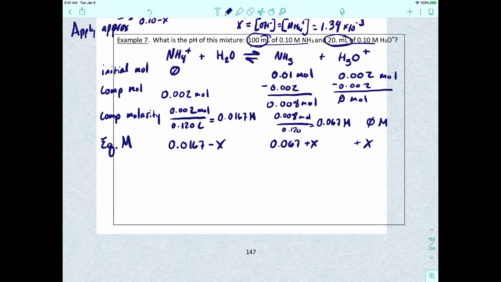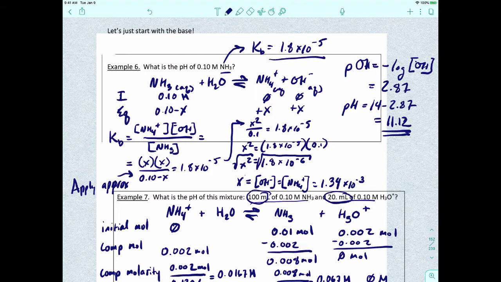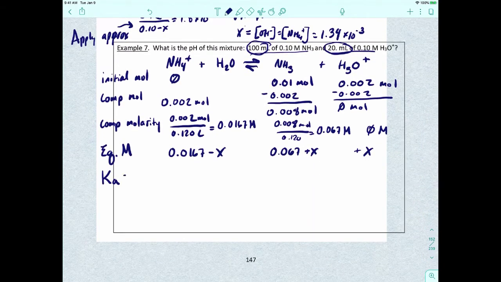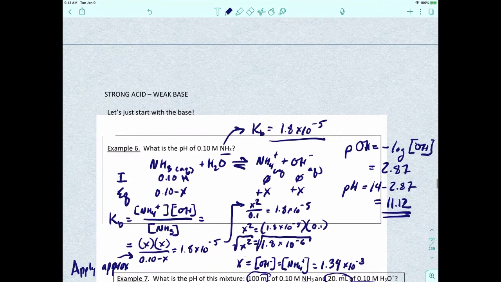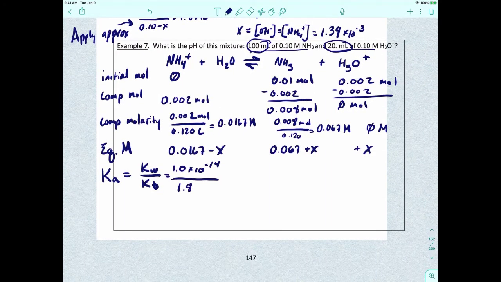So we can set this up using the Ka expression, but we also need to solve for Ka. We do have a Kb for NH3, and we were given that Kb is 1.8 times 10 to the minus fifth. So we need to convert that to Ka. We're going to take Kw and divide it by Kb. So 1.0 times 10 to the minus 14th divided by 1.8 times 10 to the minus fifth gives us 5.56 times 10 to the minus 10th.